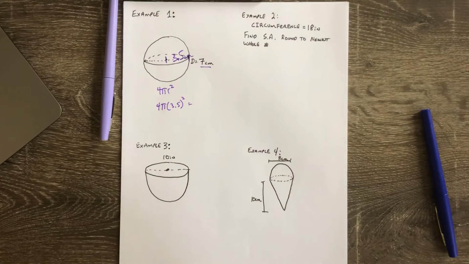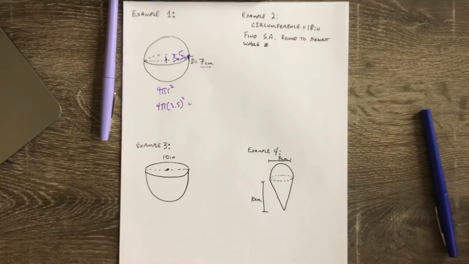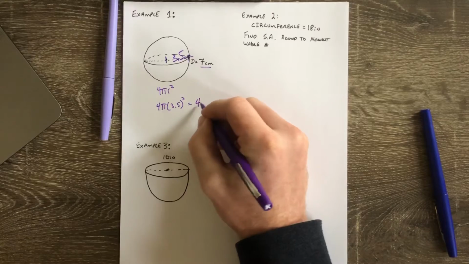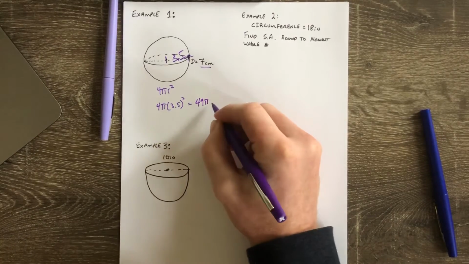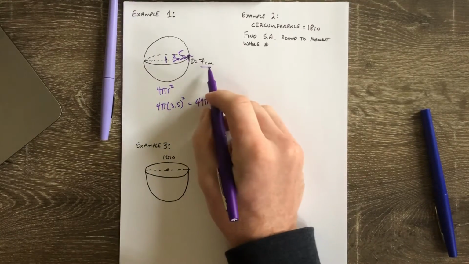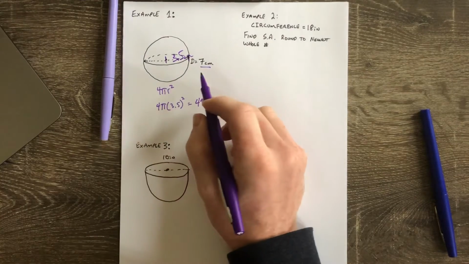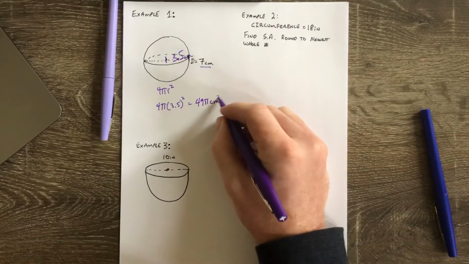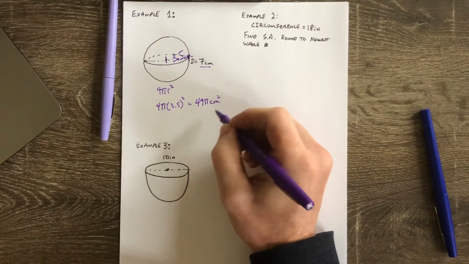If I do 3.5 squared, I get 12.25. Nice, this will be a nice whole number. So times 4 gives me 49 pi centimeters. And we're talking about surface area. It's the area we can touch on the outside of the shape, so that's going to be centimeters squared.